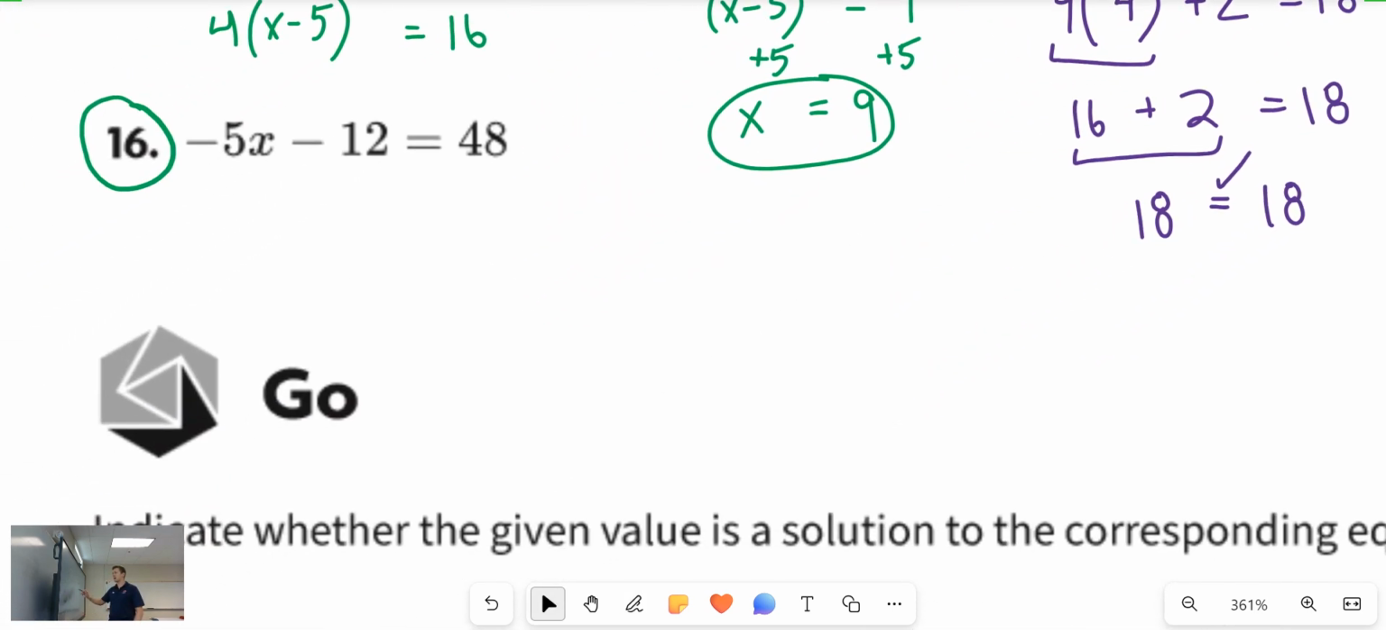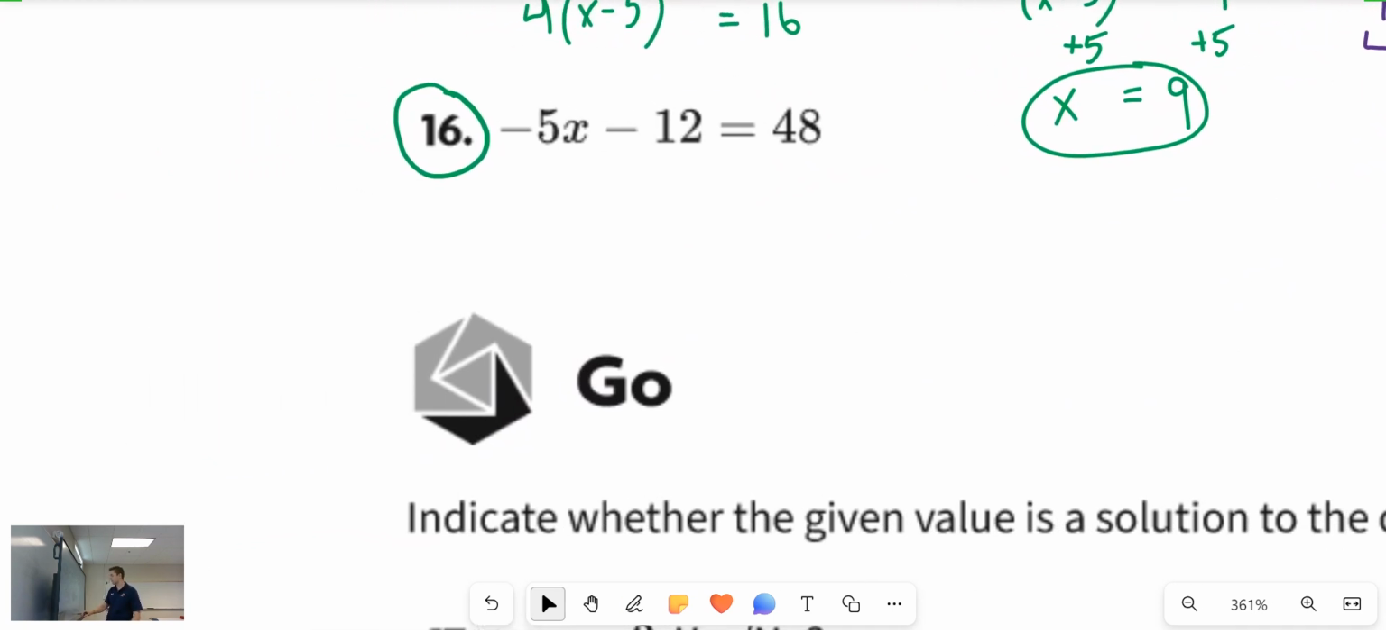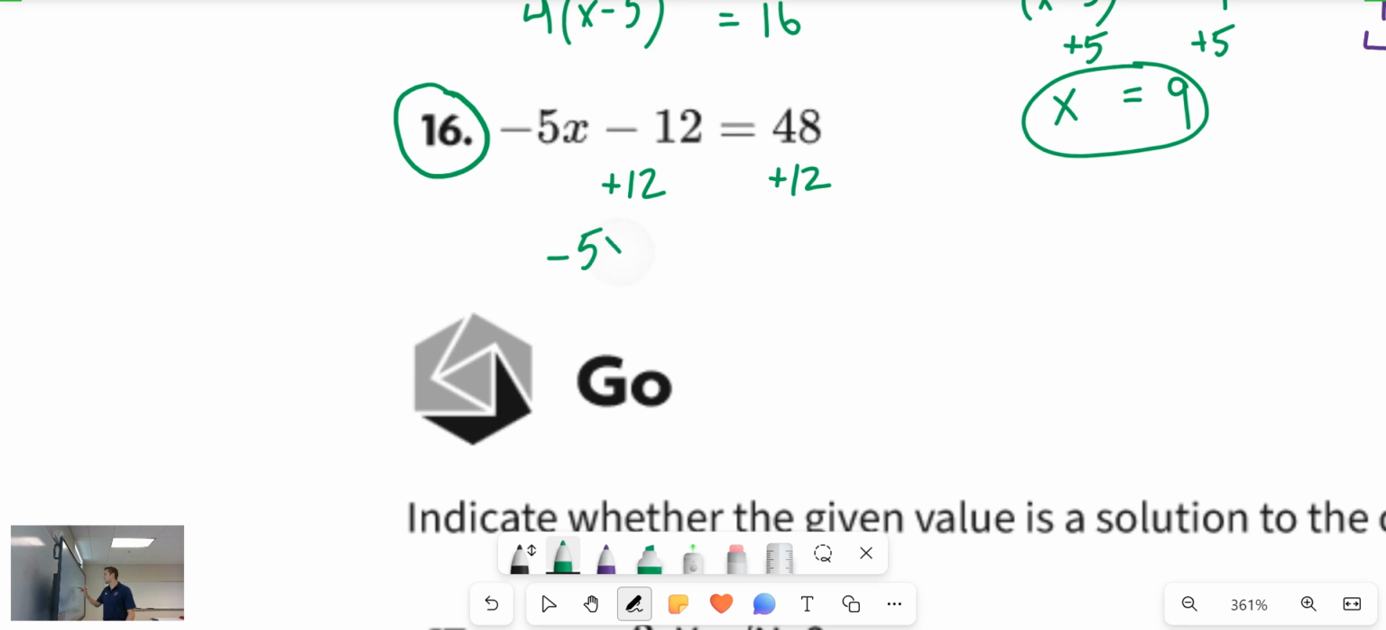All right, on to the last one, number 16 for the set portion, right? The S portion of the RSG. So let's solve it first. We have negative 5x minus 12 equals 48. All right, the first thing we are going to do to solve is add 12 to both sides. Add 12, add 12. What do we have now? Minus 5x equals, what's 48 plus 12? It's 60.